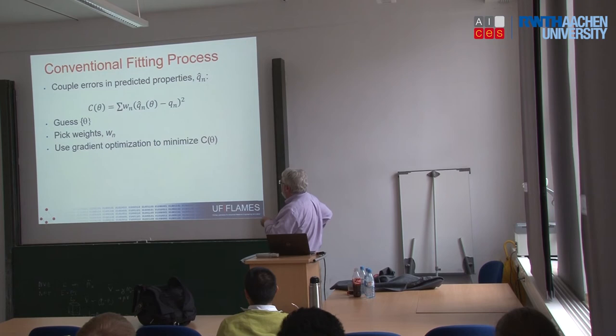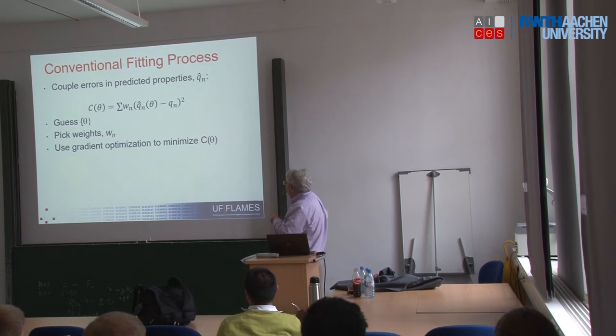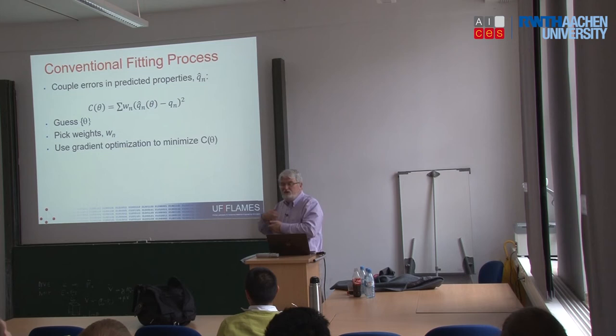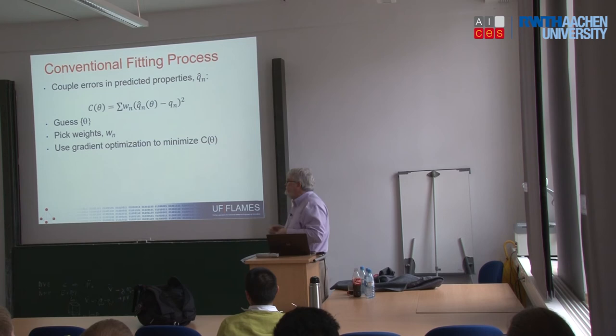Okay, so you've got the error in the lattice parameter squared times some weight, plus error in the elastic constant squared times some weight. You add all those things up, gives you one number, a cost function. And typically you go through a process of minimizing that cost function. Now, of course, you could minimize this by making five things really good and one thing so horrendous it's just absurd. But you hope to be able to balance that.